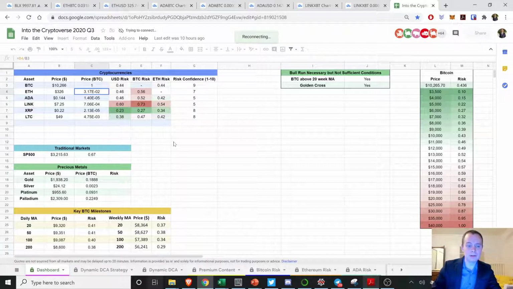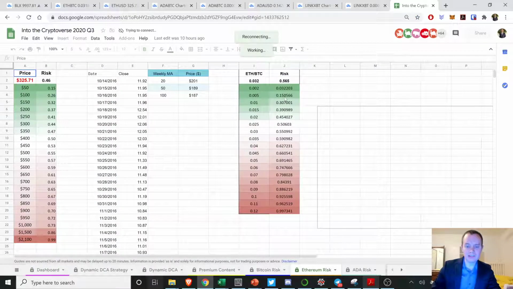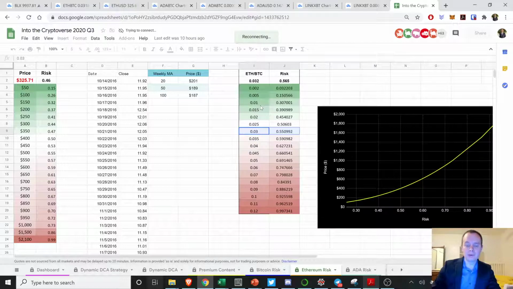The Ethereum Bitcoin ratio continued to go up. Now it's 0.0317. So I moved the stop loss up to 0.0305. And if you go to the Ethereum risk tab, you can see that 0.0305 corresponds to an Ethereum Bitcoin risk of 0.55. So if you set your stop loss around this level, it ensures that you take profits of Ethereum with respect to Bitcoin within the 0.5 to 0.6 risk regime.